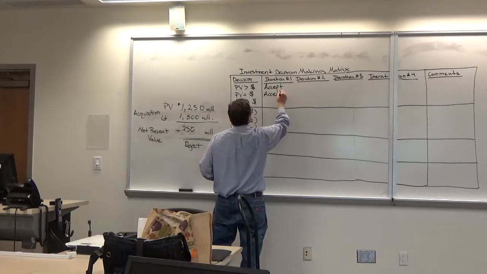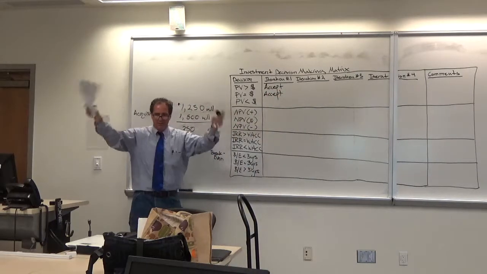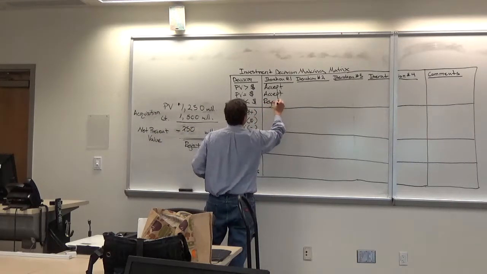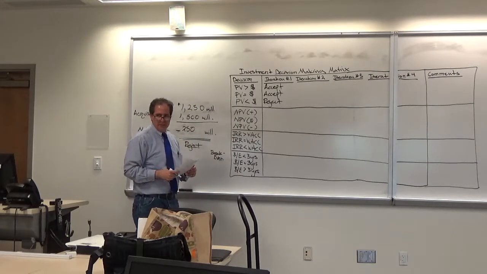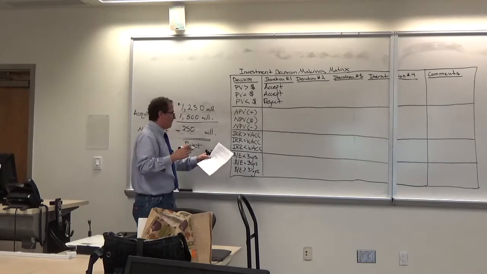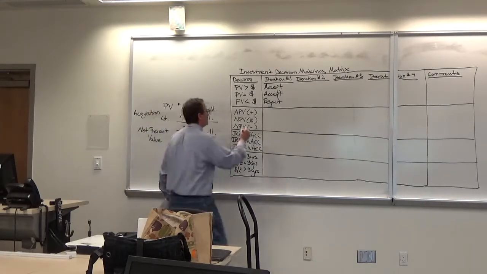Okay. When the present value is less than the price or the cost, do you accept or reject? Reject. Got it. When the present value is positive, do you accept or reject? Accept. When net present value is positive, do you accept or reject? Accept. Got it.